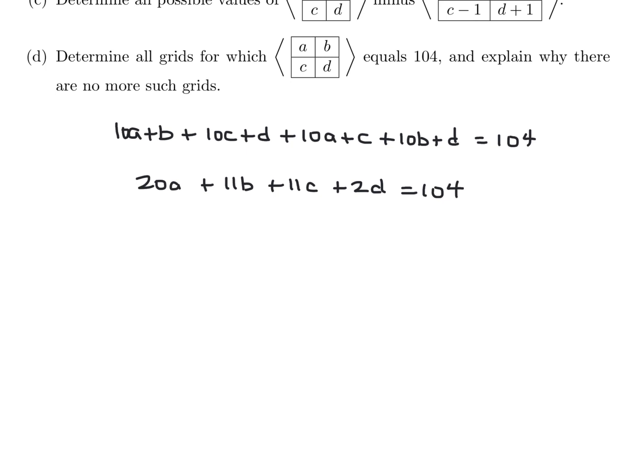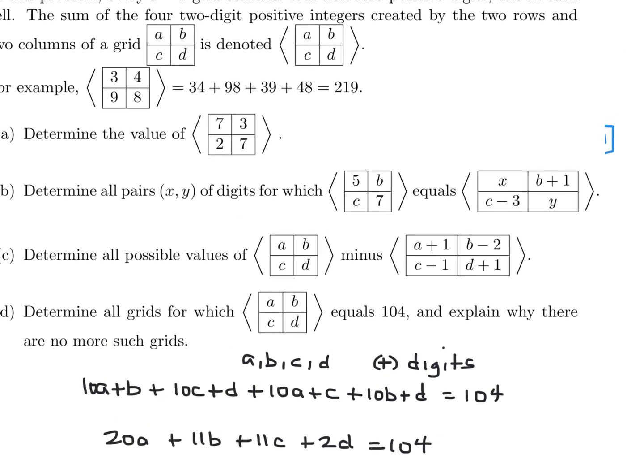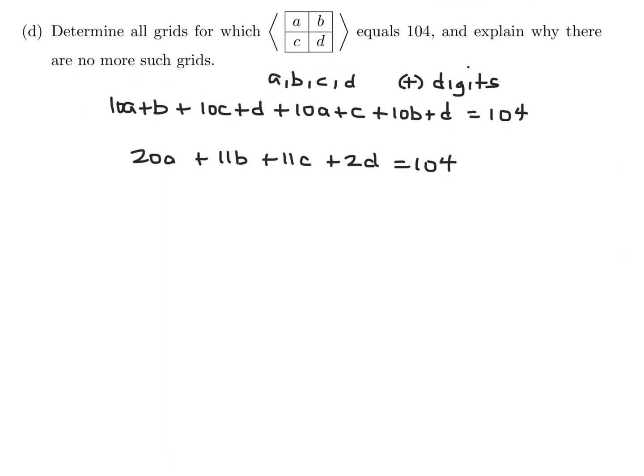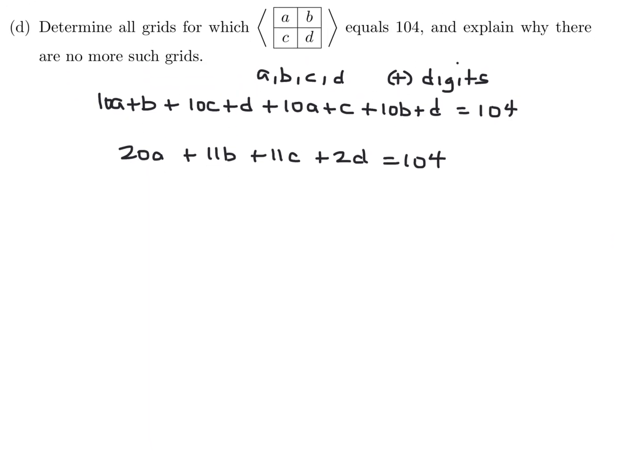Okay, and let's see here. Where do we go from here? Well, all of these are positive, right? A, B, C, D. That's very important to remember. They are positive digits, and they're non-zero. Let me go back. Yeah, non-zero positive digits. So they have to be at least 1 in terms of their value.